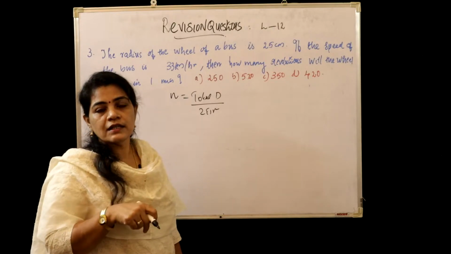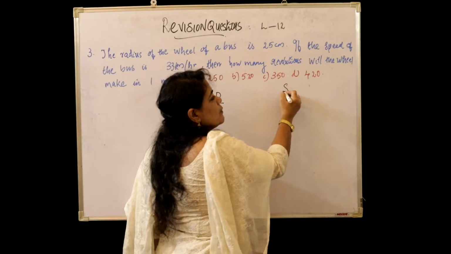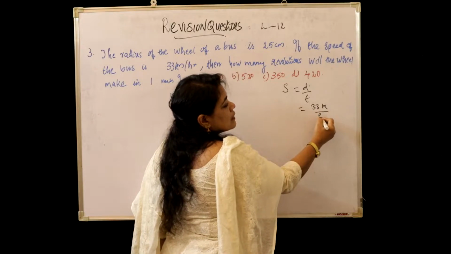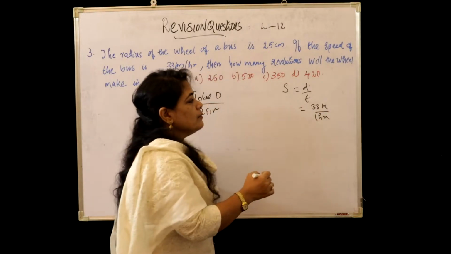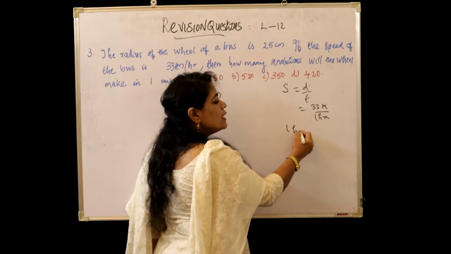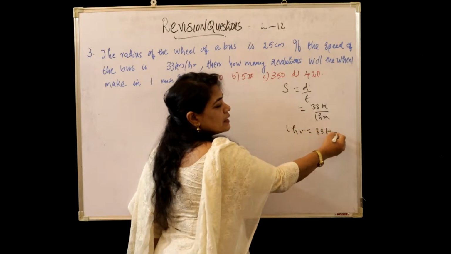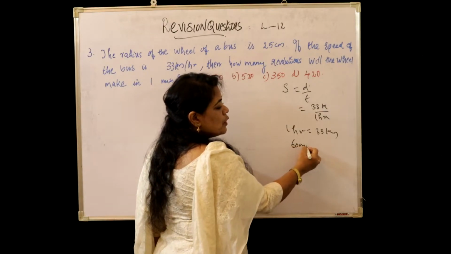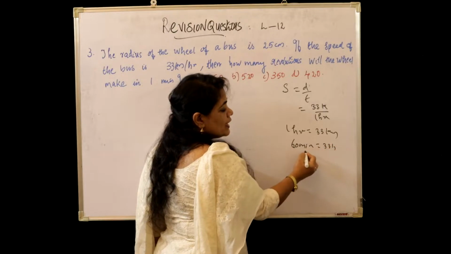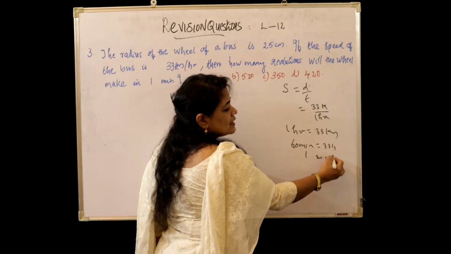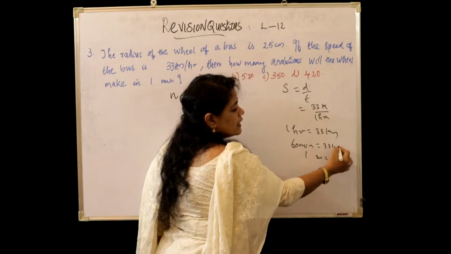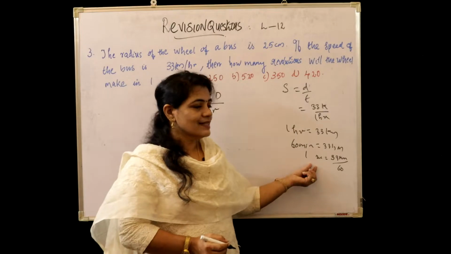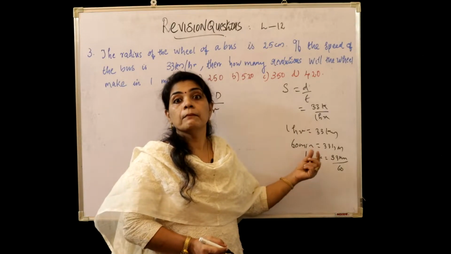That is, speed is equal to distance by time. So from there, d is equal to 33 km per hour. Per hour means 1 hour. That means the distance covered in 1 hour is equal to 33 km, right? 1 hour is equal to 60 minutes equal to 33 kilometers. So we need it in terms of 1 minute, that is 33 kilometers divided by 60. So this is the distance traveled in 1 minute.